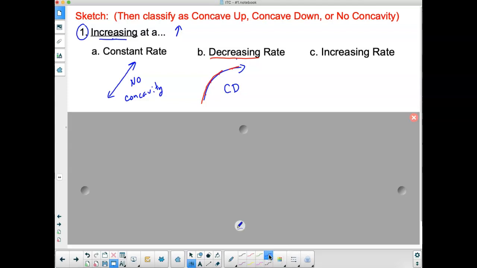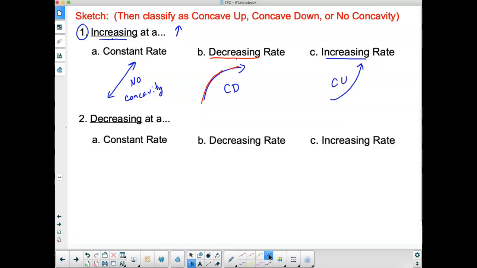That's why I say this curve is increasing at a decreasing rate. So what does it look like if I'm increasing at an increasing rate? Well, left to right, my curve's going up, but it has got to be getting steeper. So I'm increasing at an increasing rate. You can picture those tangent lines on that. And how would this curve be classified? That would be concave up, okay? So notice concavity is telling us how our curve is increasing.